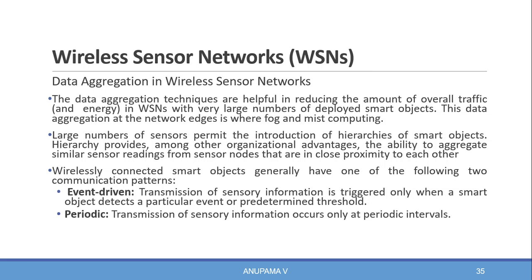Now we'll see the communication patterns in wirelessly connected smart objects are event driven and periodic. In event driven, transmission of sensory information is triggered only when a smart object detects a particular event or predetermined threshold. Transmission of sensory information occurs only at periodic intervals in the case of periodic communication pattern.